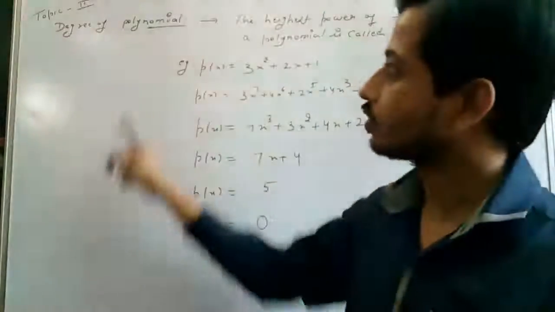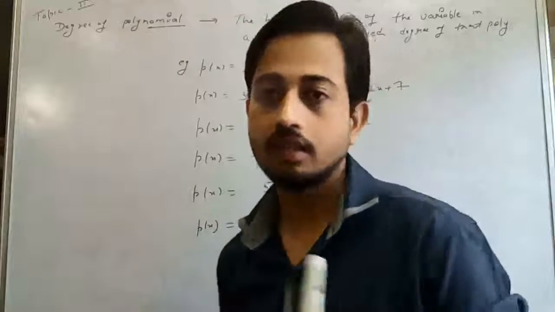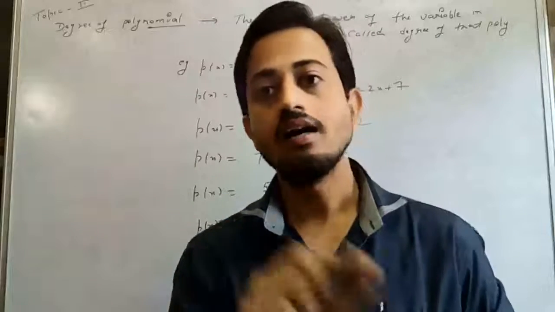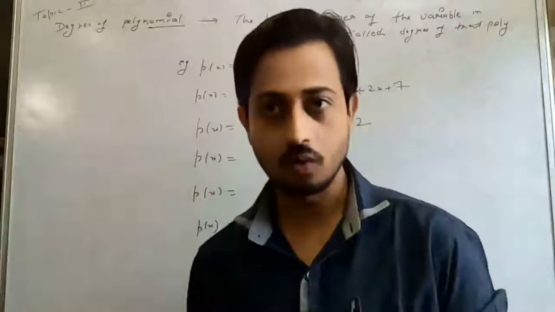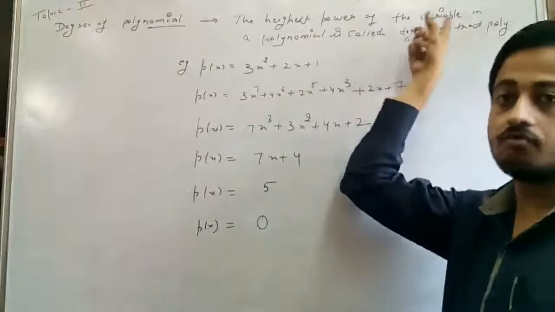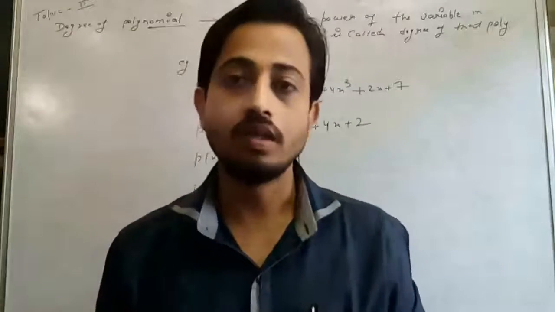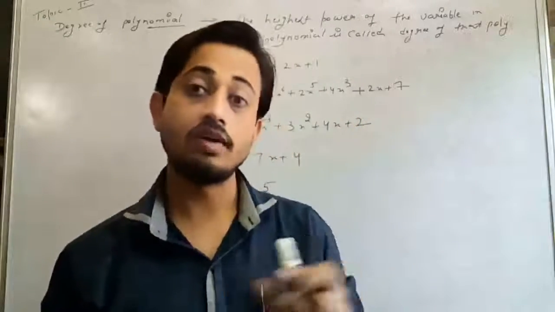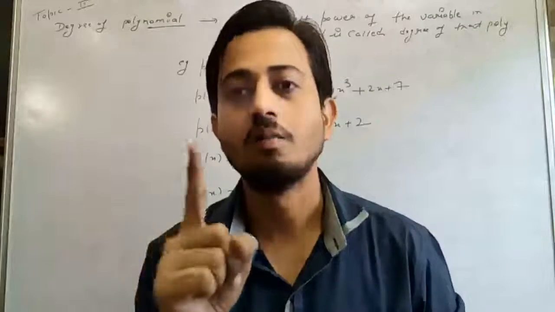Our next topic is the second topic, degree of the polynomial. Now the question will ask you to find the degree of the polynomial, and you are given an algebraic expression. It means you are given a polynomial and you have to find its degree. So how will you find the degree of the polynomial? Firstly, we have to read the definition of the degree. The highest power of the variable in a polynomial is called the degree. It means whenever you are given a polynomial, you have to check the highest power of the variable. You do not have to check the other powers. You have to check the highest power throughout the polynomial.